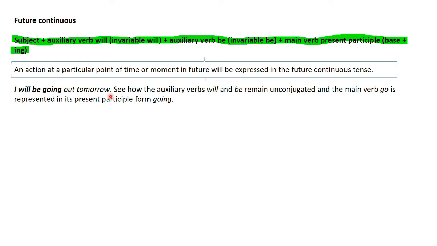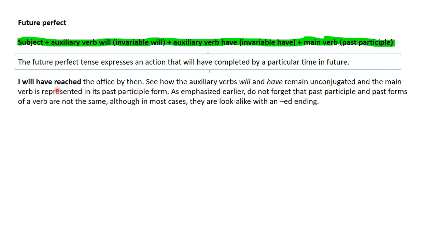So probably I have a time in mind, the people I'm going to go with or the place I'm going to go to. I have all of these things in mind and I'm saying I will be going out tomorrow. See how the pattern is subject, auxiliary verb will unconjugated, be unconjugated. Now these two auxiliaries, this part of the string, will remain unconjugated and the root form will be converted to its present participle form. In this case the root form is go and the present participle form going has been used in its place. Then we have the future perfect tense.